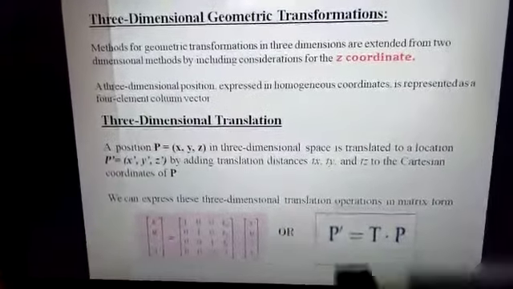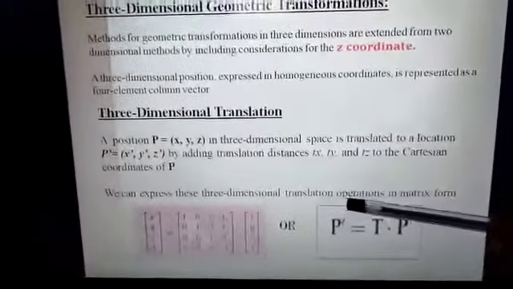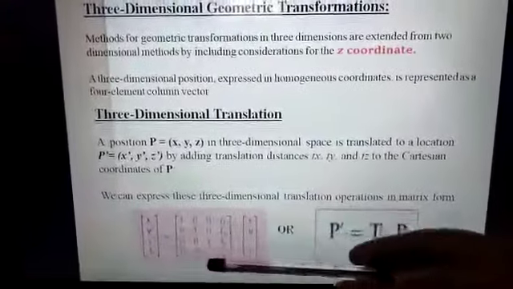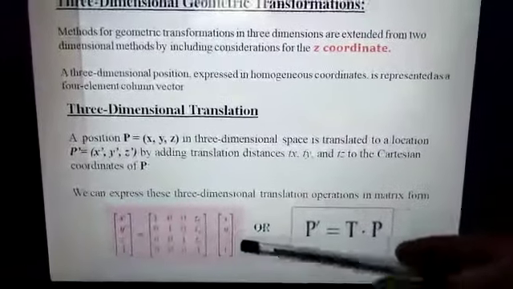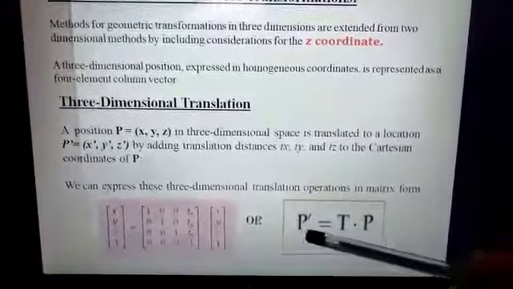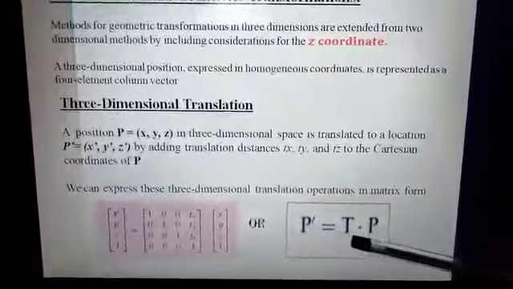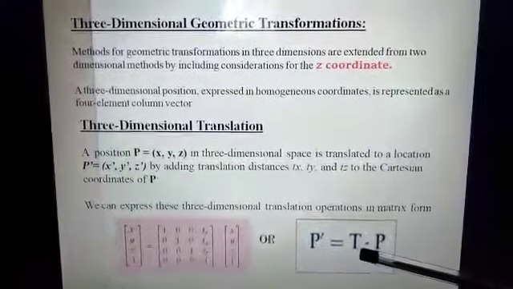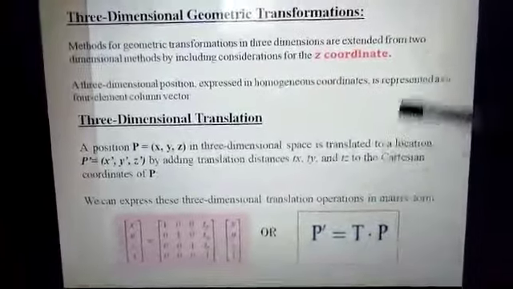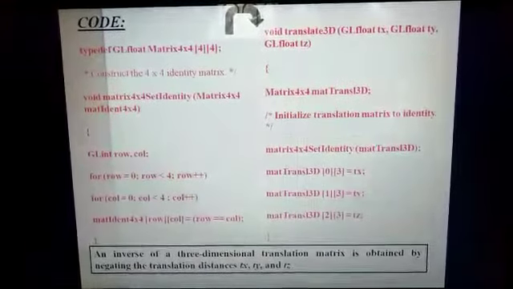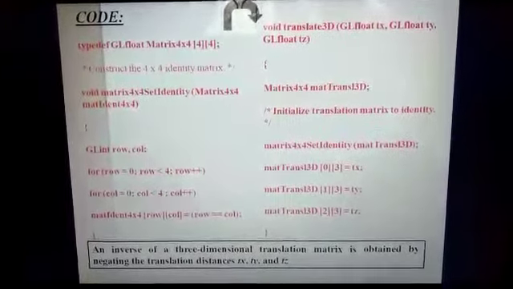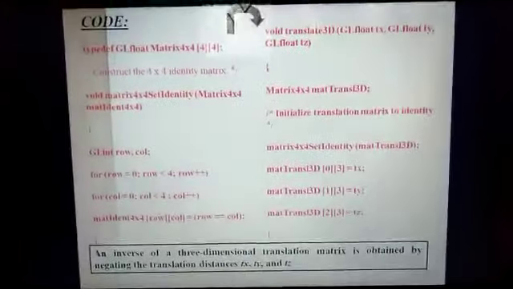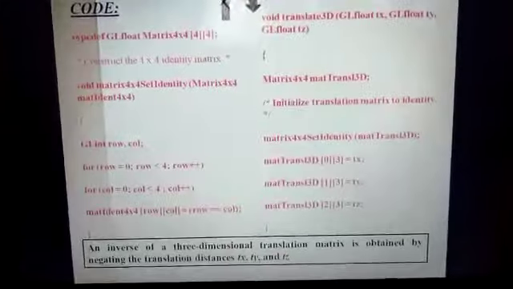Therefore, we can express this 3-dimensional translation operation in matrix form as a 4 cross 4 matrix, as shown in the matrix, and we can write P dash is equal to T into P, where T refers to the translation with respect to Tx, Ty and Tz. Here we have simple code with respect to OpenGL. You can execute it and see how a simple translation takes place.